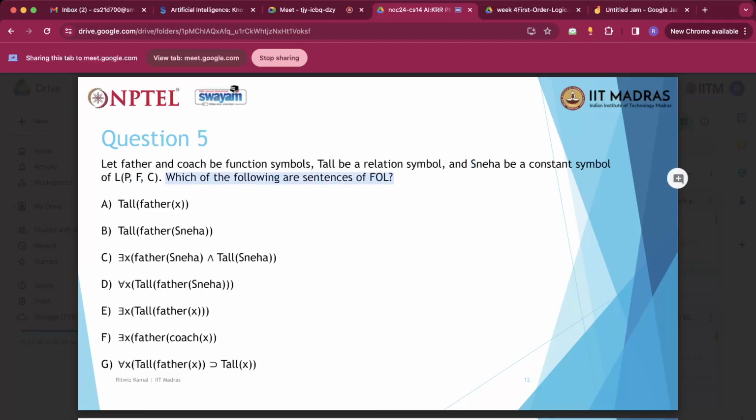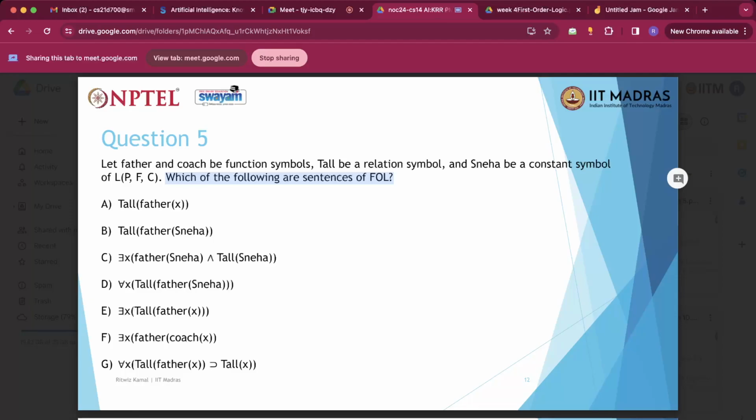So remember the definition of sentence that we just saw. A sentence is a formula with no free variables. So think about whether any of these are a formula and whether they have a free variable. There are two parts to this. First see whether they have a free variable. If they don't have a free variable, well and good, then check whether it is a formula.